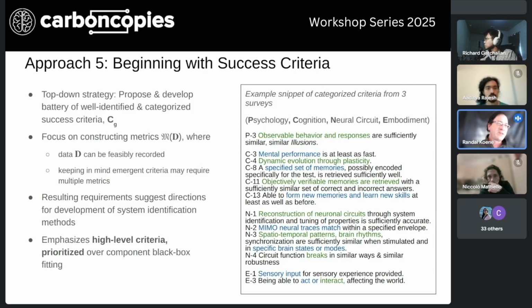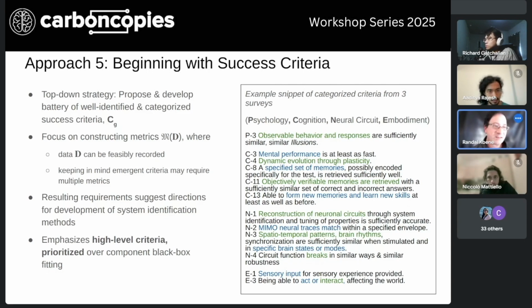A final entry point for further study of the meta problem is by means of a top-down strategy that begins by proposing and developing a battery of well-identified and categorized success criteria, by then focusing on constructing validation metrics, MD, where the data D can be feasibly recorded, and keeping in mind that emergent criteria may require multiple metrics as explained above. The resulting requirements can suggest directions for the development of system identification methods.